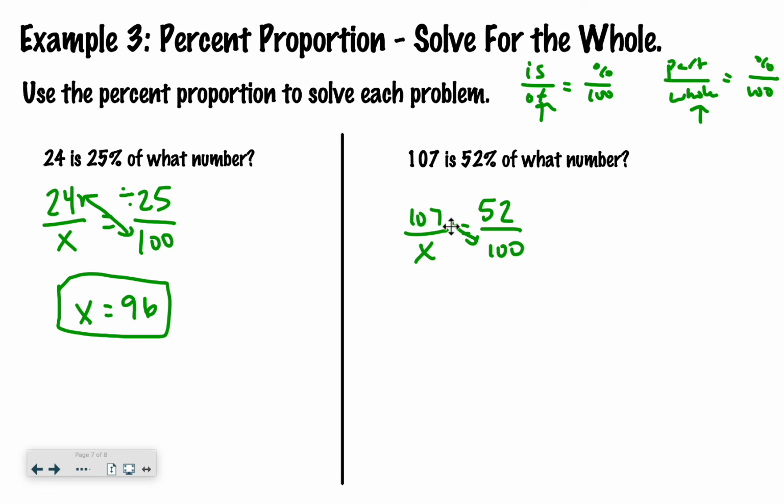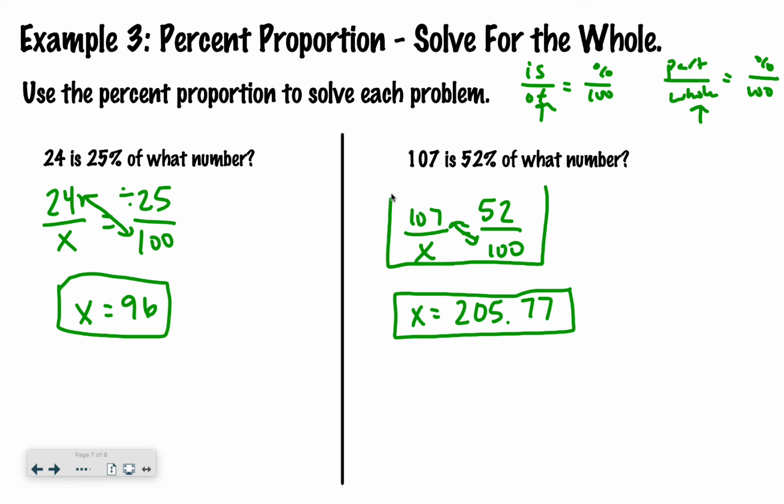So 107 times 100 gives me 10,700. And then if I divide by 52, I get x equals, and it works out to be kind of a gross decimal. So I'm going to round, I'm going to say 205.77. Okay. So those would be my two answers, okay? I need to have this, and I need to have this. Same over here. I need both of these things.